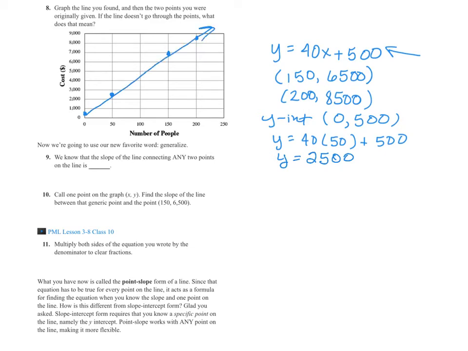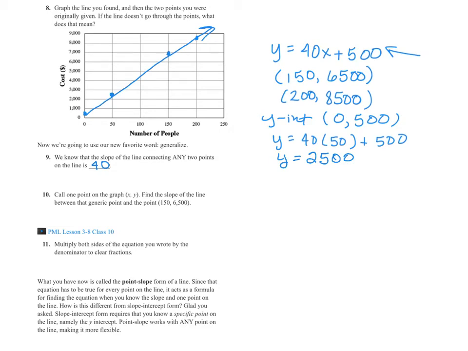All right, number 9 says we know that the slope of a line connecting any 2 points on this line would be 40. On 10, it says call one point on the graph x, y. Find the slope of the line between that generic point and the point 150, 6,500.